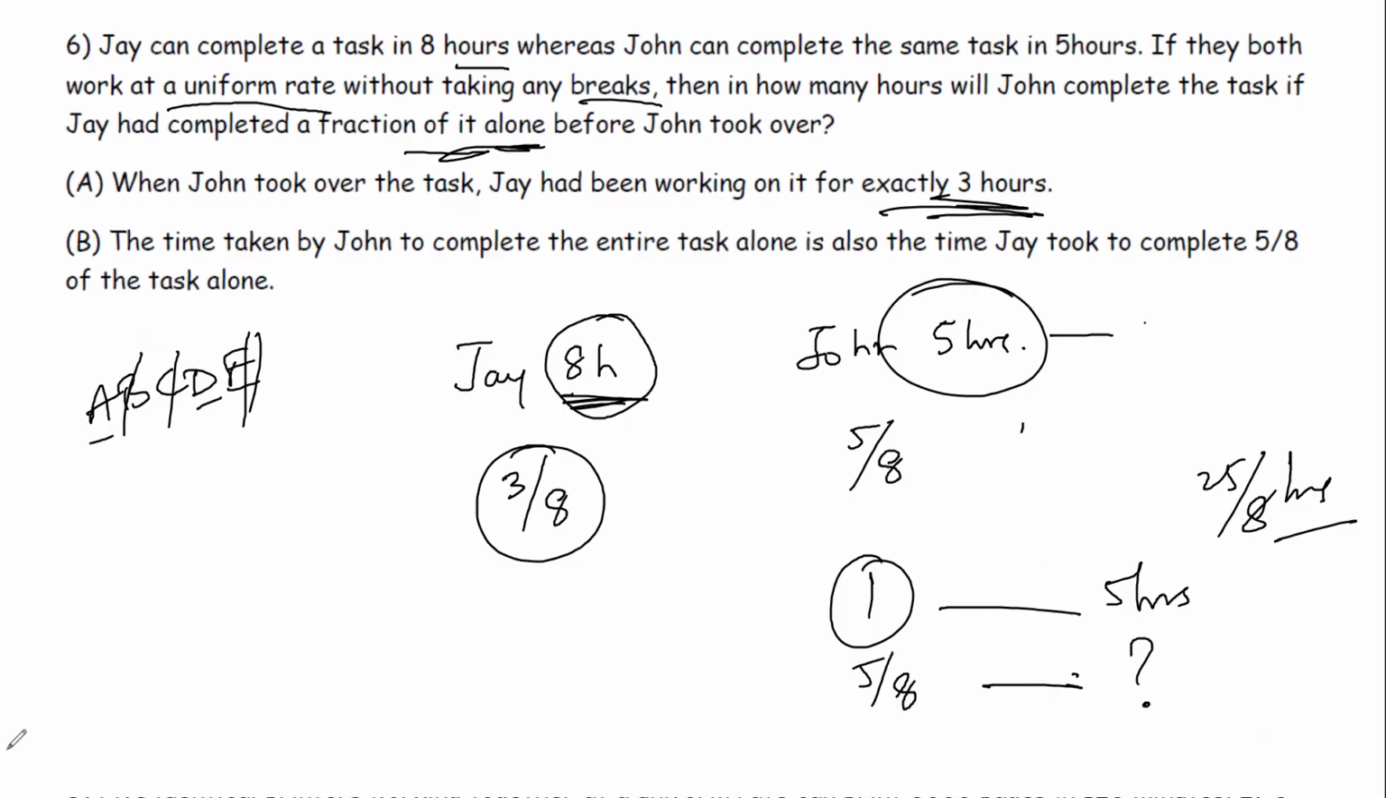So B is essentially redundant. It's already given in the question stem. If you evaluate the question stem information, you'll get B, correct? Time taken by John to complete the entire task alone is also the time J took to complete 5/8 of the task alone. So that's not giving us any answer. So A alone is the answer.